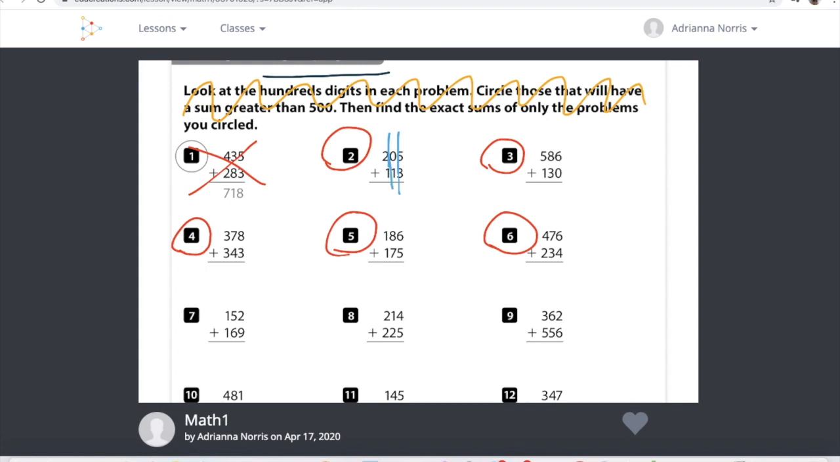All right, always start in my ones place. I have a 5 and a 3. So 5 and a 3, and that equals 8.